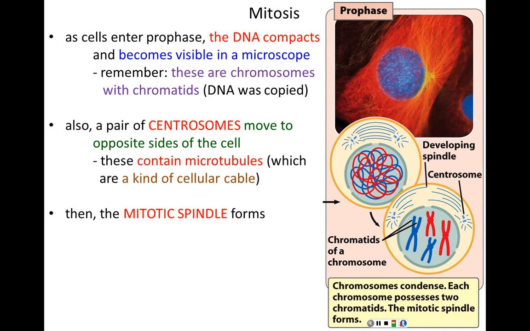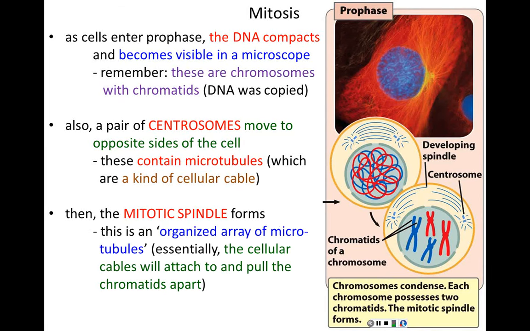Each one of those fishing lines is a microtubule. Okay? All 46 of them out at once is the mitotic spindle. This huge array, this huge web, this huge set of many, many fishing lines, all coming out of one pole, all coming out of one centrosome, attaching to individual chromosomes.